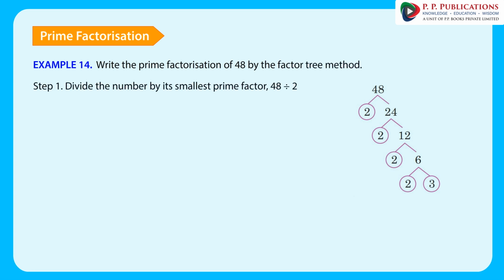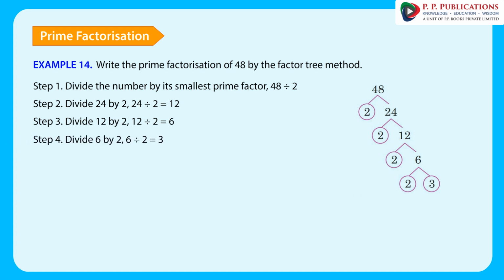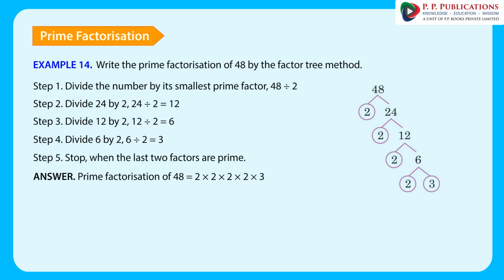Step 1. Divide the number by its smallest prime factor. 48 divided by 2. Step 2. Divide 24 by 2. 24 divided by 2 equals 12. Step 3. Divide 12 by 2. 12 divided by 2 equals 6. Step 4. Divide 6 by 2. 6 divided by 2 equals 3. Step 5. Stop when the last two factors are prime. Answer. Prime factorization of 48 equals 2 multiplied by 2 multiplied by 2 multiplied by 2 multiplied by 3.